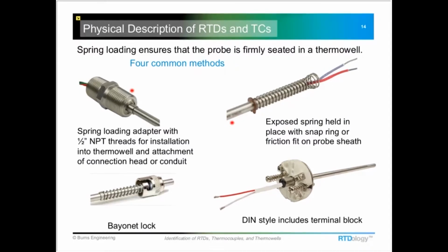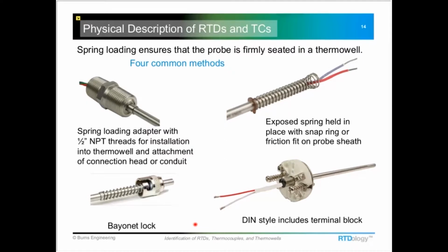This first type here is a 1/2 inch NPT pipe fitting, and the spring is actually inside of it, so the probe will retract inside that fitting. A similar type is this where the spring is exposed, and the compression on the spring would be provided by a terminal block that would push on the back of that spring right in this area, and the lead wires would come up the center of the terminal block.